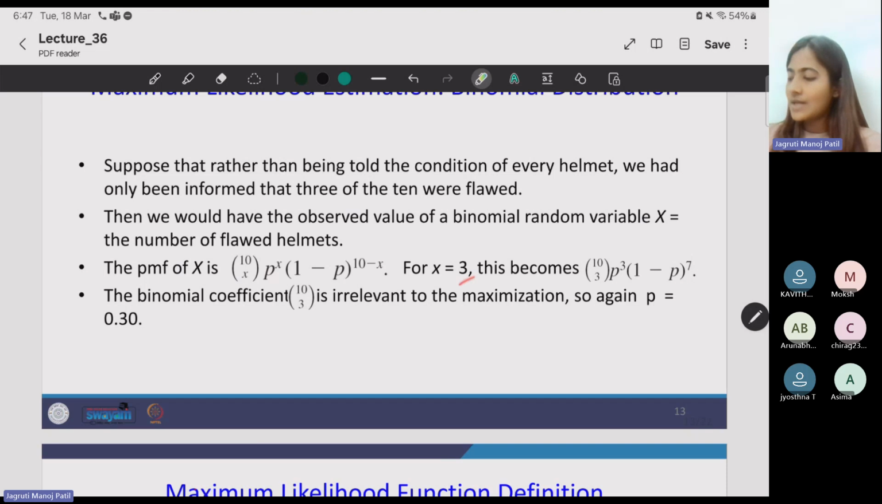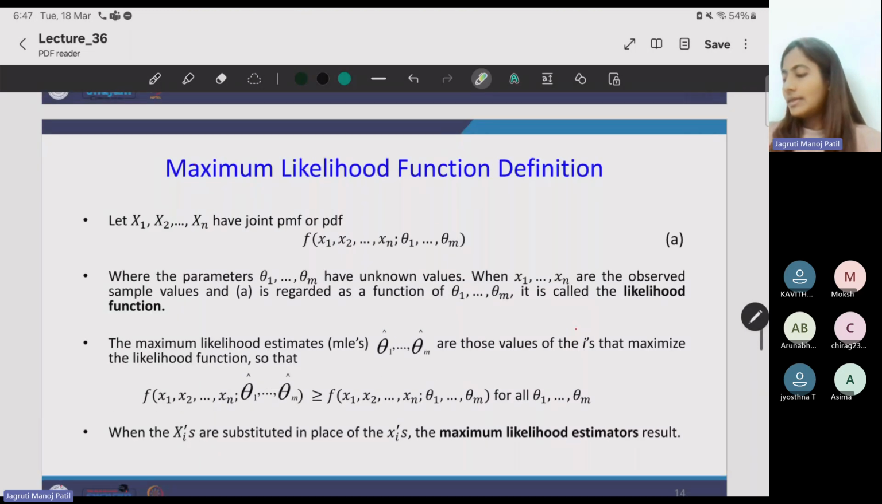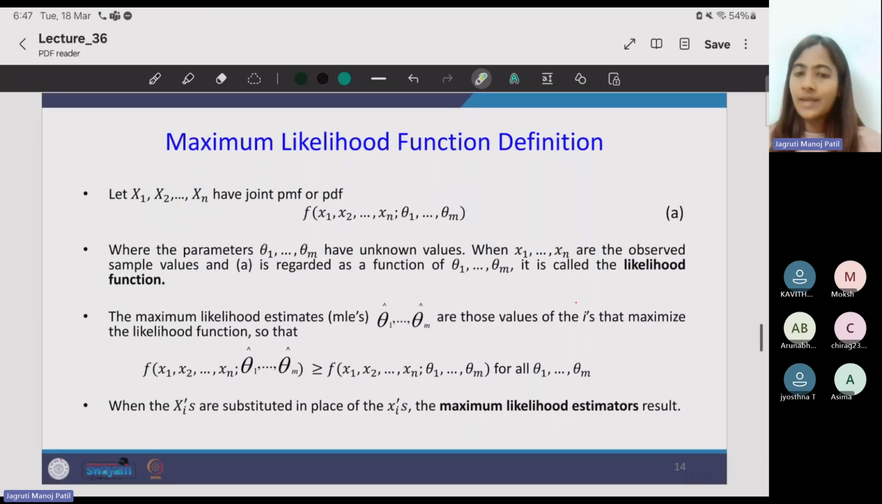So 10 minus x, for x equals 3, this equation will become something like this. The binomial coefficient will come as 0.3. So this is as simple as what we had from previous terms. Now, how do we actually do maximum likelihood?